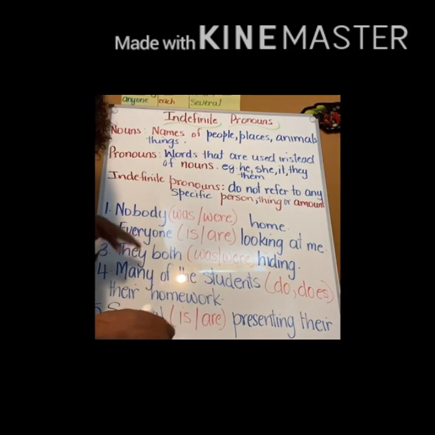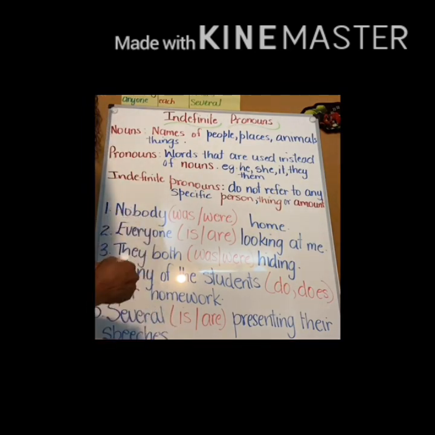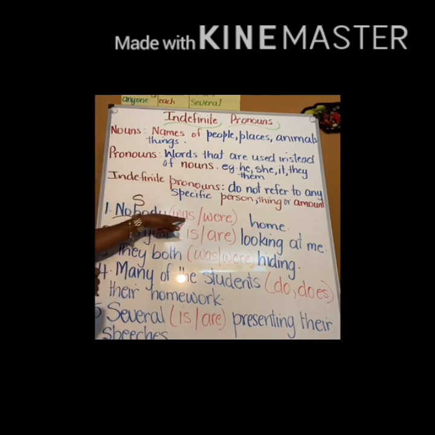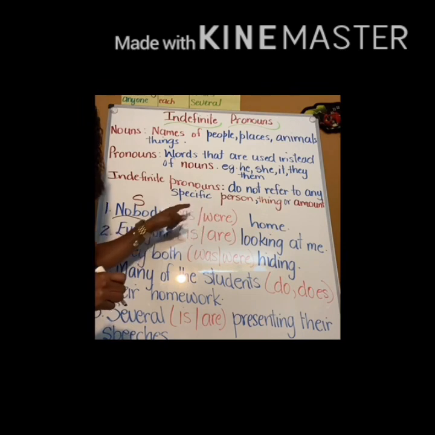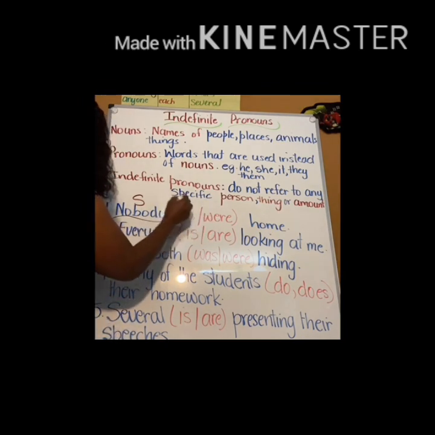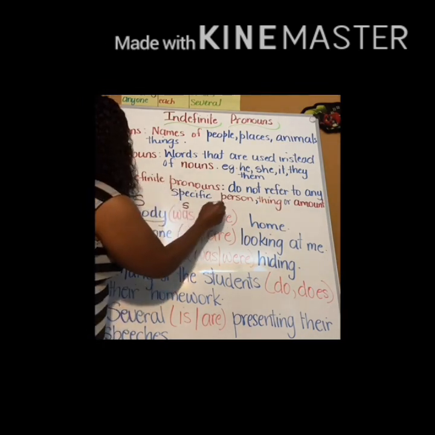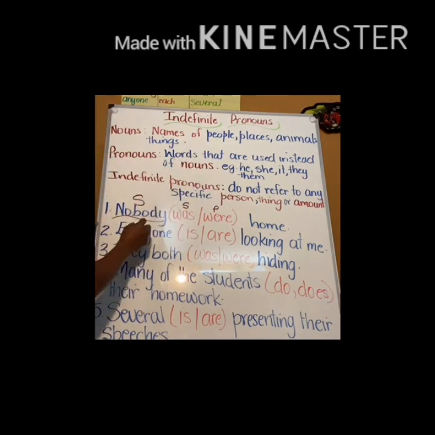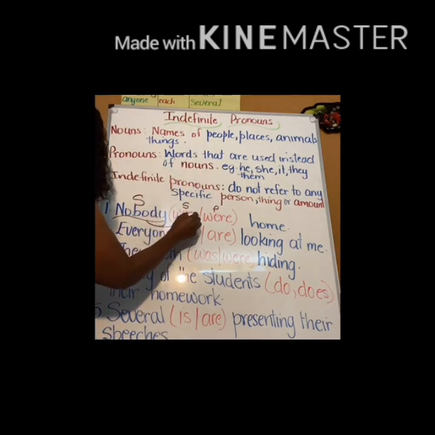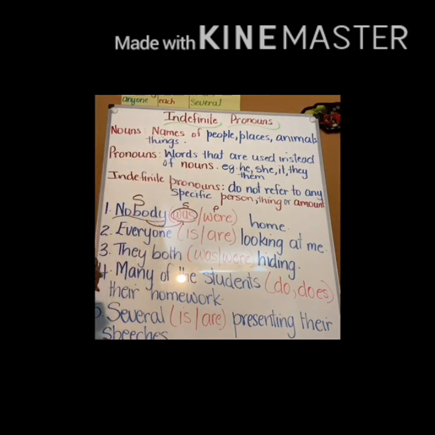All right, so number 1, nobody, that's our indefinite pronoun. That's one of my body words. I must remember that my body words are always singular. So it simply means I need the singular verb from here. Was is singular, were is plural. It means nobody was. Nobody was home. Let's go to number 2.